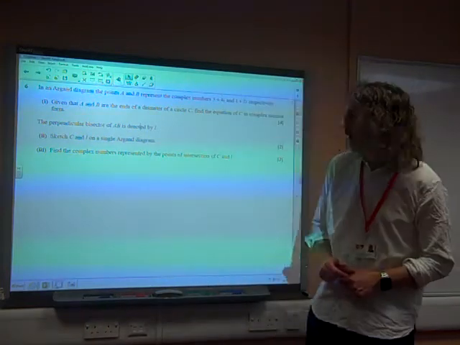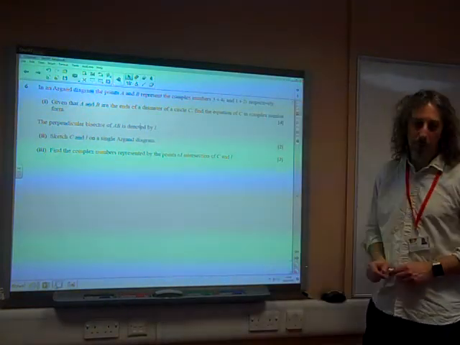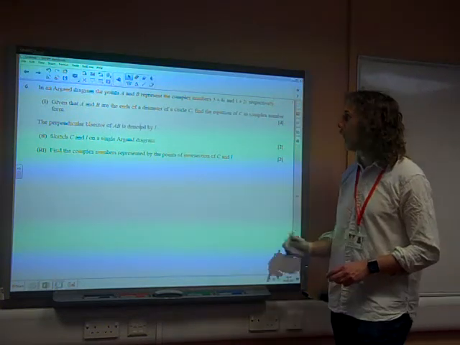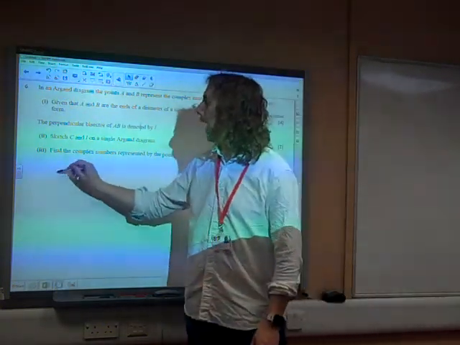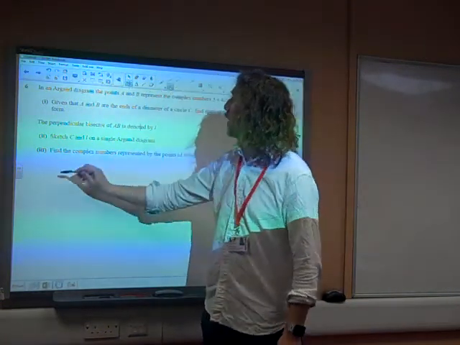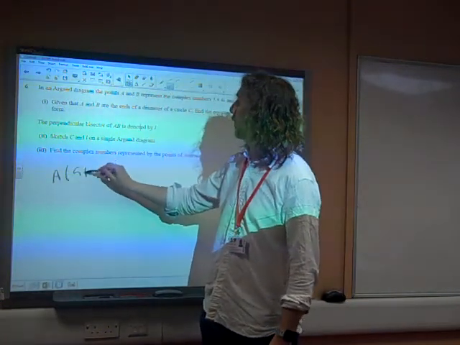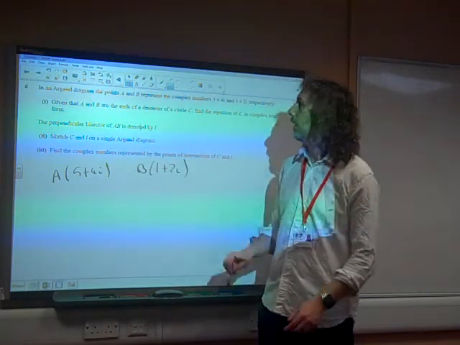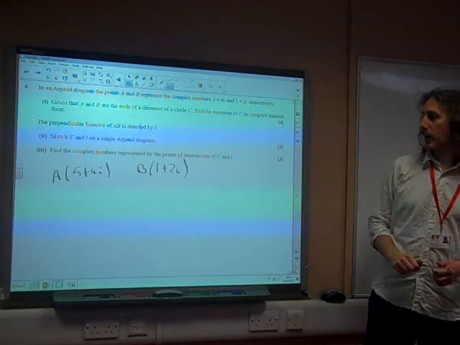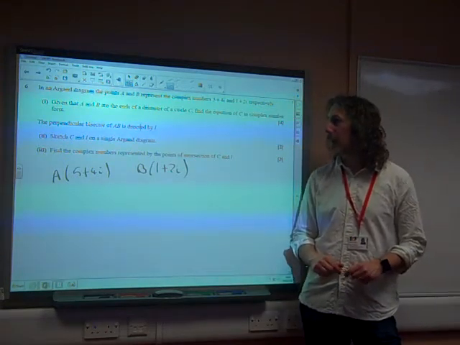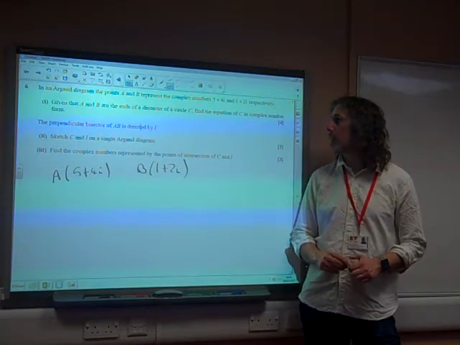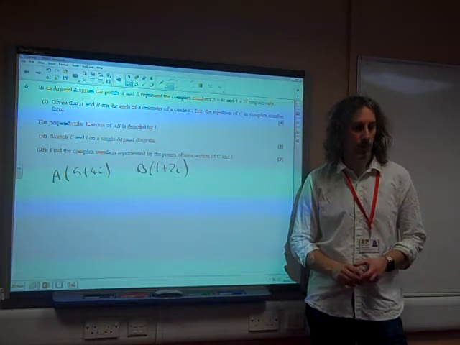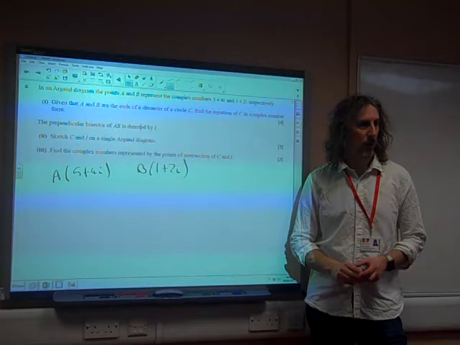Question 6. In an Argand diagram, the points A and B represent the complex numbers 5 plus 4i and 1 plus 2i. So A is the point 5 plus 4i, and B is the point 1 plus 2i. Given that A and B are the ends of a diameter of a circle, find the equation of the circle in complex number form.